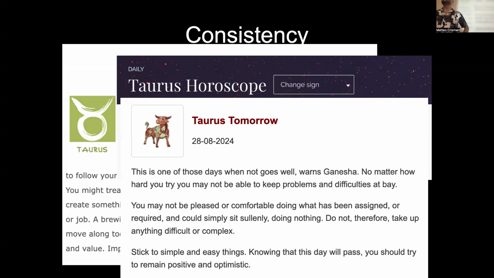There's a lack of consistency in the prediction, right? Because I could just pick whatever one I want. If my day goes poorly, now I can blame it on this. And if it went well, then I blame it on the first one. Like, yeah, I knew it was going to be a great day, right?